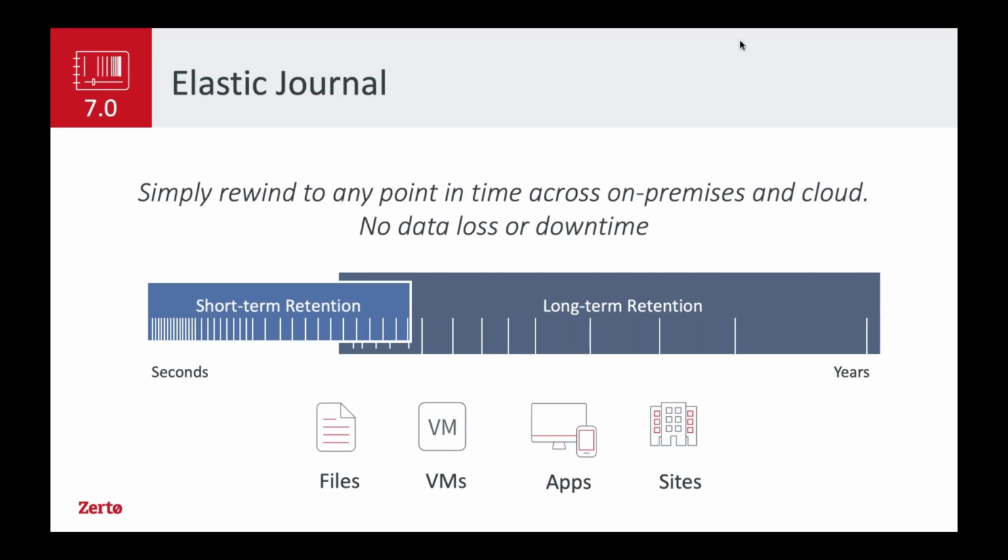What's neat about this is it lets you simply rewind to any point in time with no data loss or downtime. What's nice is those long-term retained copies are actually created out of that short-term retention pool, out of that short-term journal. Why is that unique? Because it's done on the other side agentlessly and allows you to get at a file, a VM, an app, or a site very uniquely.